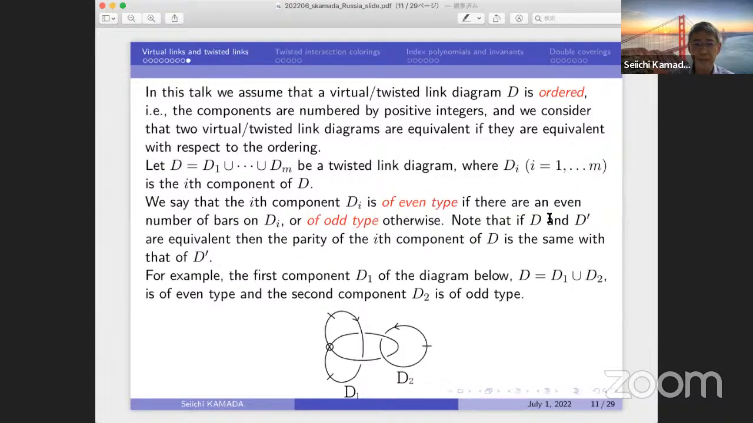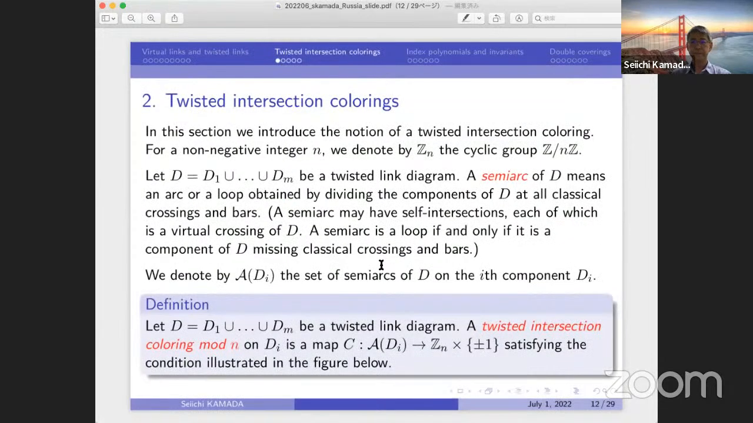So obviously, if D and D prime are equivalent, then the parity of the ith component of D is the same as that of D prime. So the parity is an invariant of twisted links. Any questions so far? Okay, let me move to section 2.